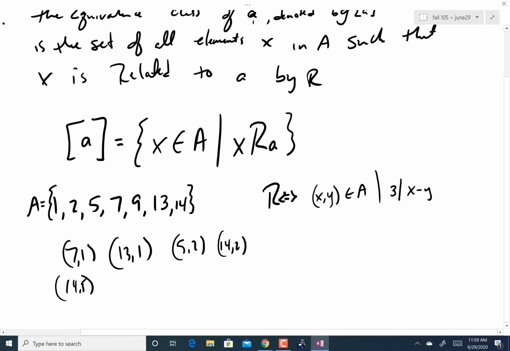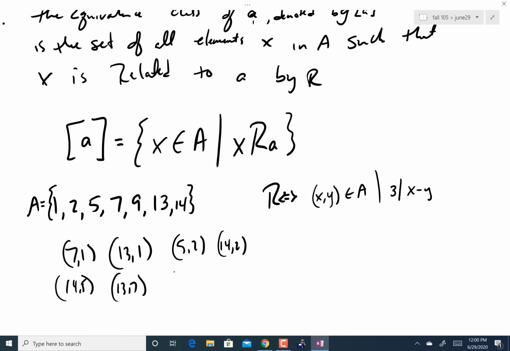What do we got here? So you got 9 and 7, no. 13 and 7, yes. 14 and 7, no. 13 and 9, no. 14 and 9, no. 13 and 4, no. That's it. So it's those guys right there, where the difference is divisible by 3.